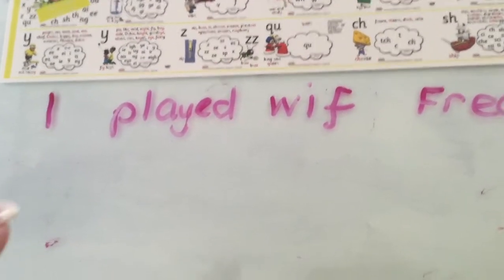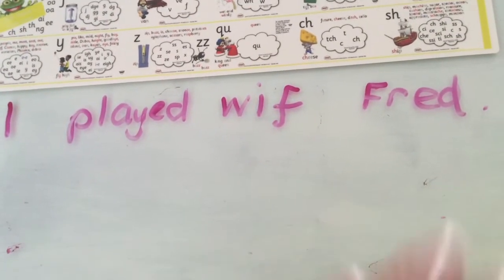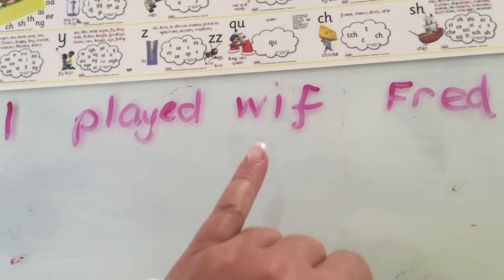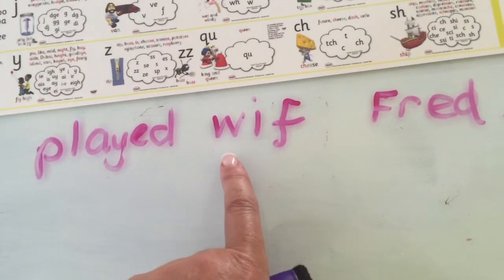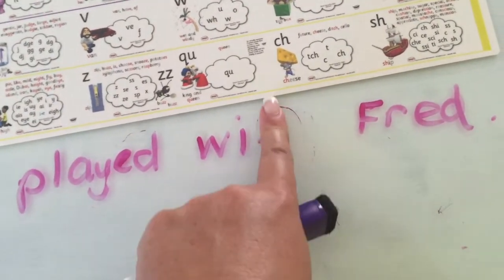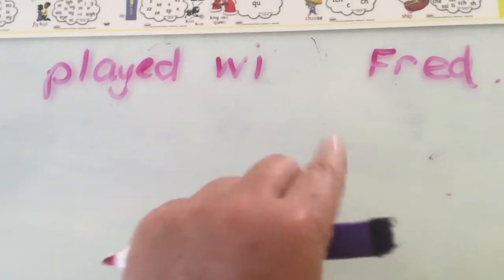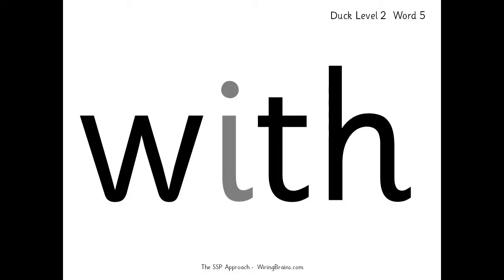The king said, I played with Fred. What's the difference? What can you hear here? With. So if I told you the word is with, what needs to change? With. Now they might then know what to put on, but if not, you'd say, now have a look at this. With.